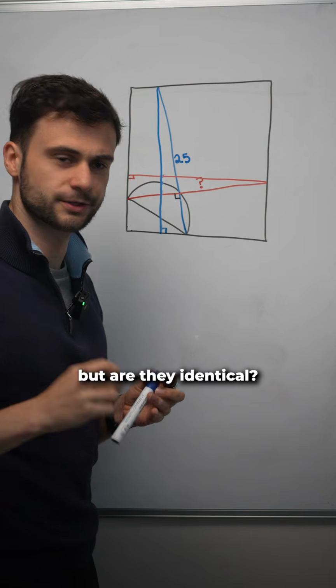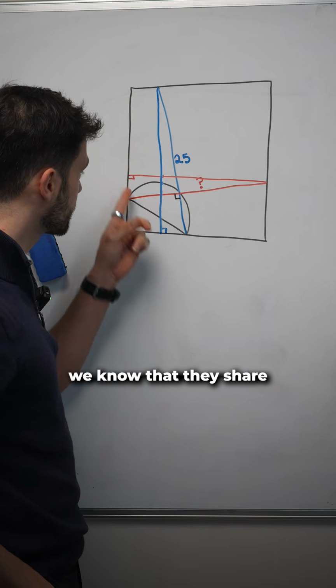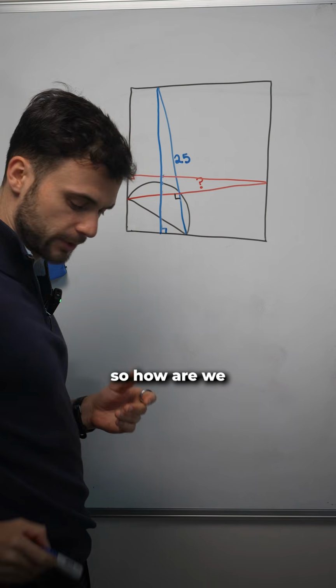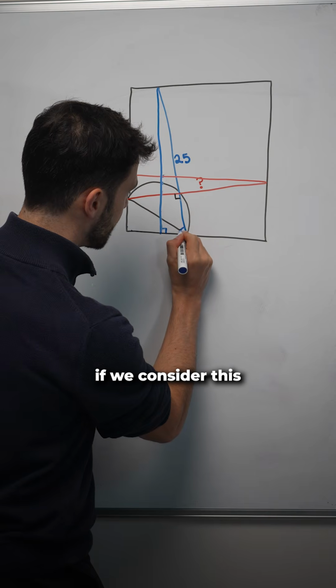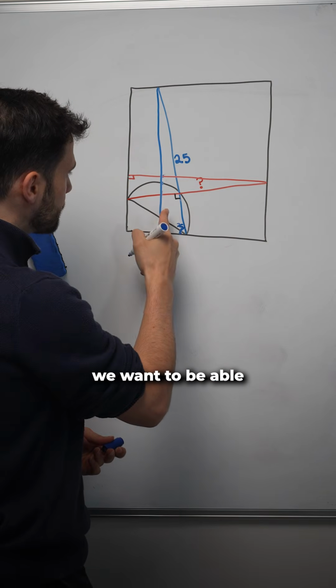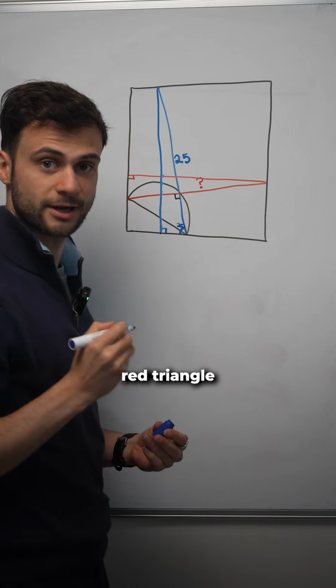But are they identical? In order to show that they are identical, we know that they share this 90-degree angle. We'd need to show that they share one more angle. So how are we going to do that? If we consider this angle here inside this triangle, let's just call it x. We want to be able to somehow connect it to the angle inside of our red triangle.